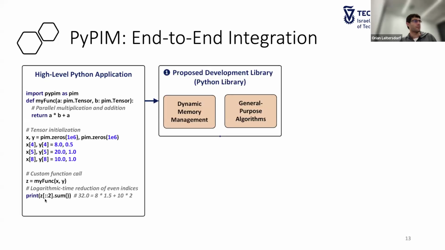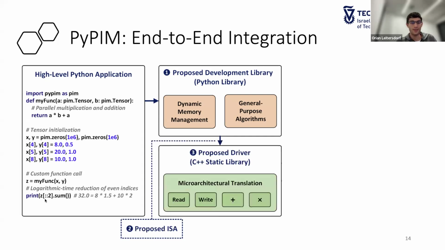So we take this high level Python application, and the first step is it meets our Python library. This is the same library you import with import PyPIM. And the idea here is it's a general library that's going to include all of the general routines that are going to be applicable to many different architectures. So for example, we have memory management here. We have general purpose algorithms like reduction, like sorting, etc. And this is going to be our first high level library.